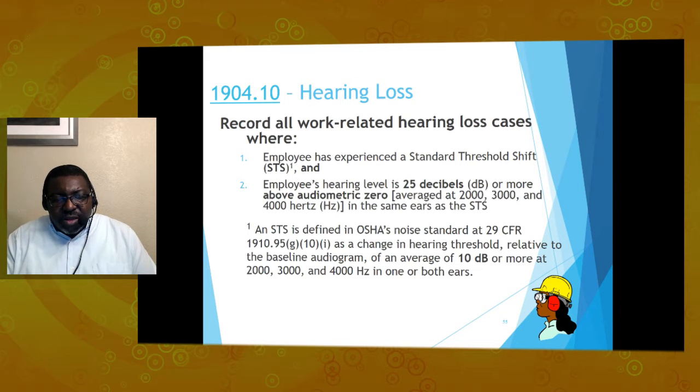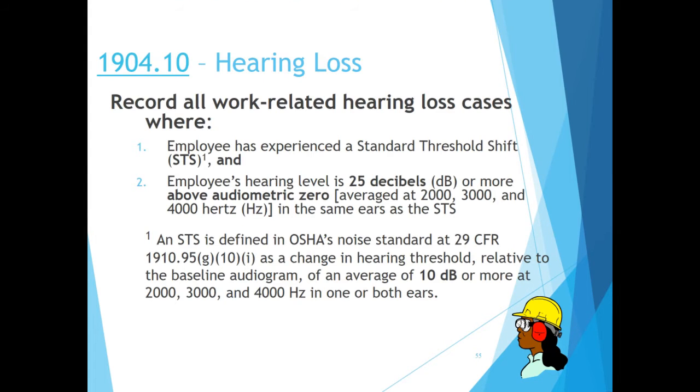The hearing loss. If your worker, from their baseline from the previous year, had what's called a standard threshold shift, meaning in one or both ears they're hearing a tone at 2,000, 3,000, 4,000 hertz. If that tone needs to be cranked up an additional 10 decibels from the previous baseline in one or both of the ears, then that is one condition of a hearing loss.